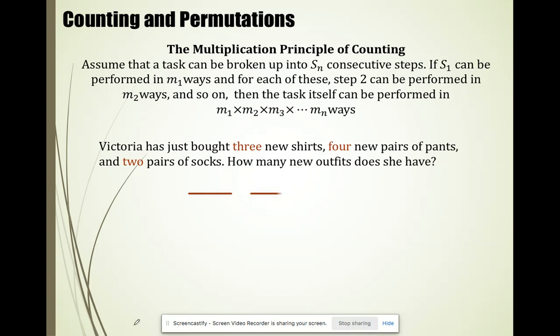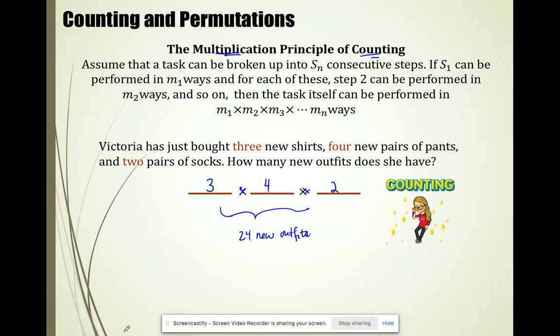Right? There are 3 discrete shirts. 1 shirt, 2 shirts, 3 shirts. When she makes a new outfit, she will choose one of those 3. When she chooses a new outfit, she will choose one of the 4 new pants. And when she chooses the pair of socks, she will choose one of 2 new socks for a total of 24 possible new outfits. Right? Notice what's in between here is multiplication. This is the multiplication principle of counting. Sounds so fancy. Look how cool I am, and I'm just counting.